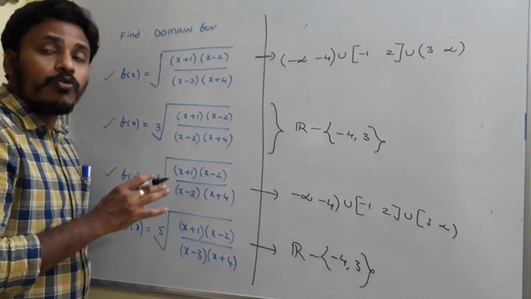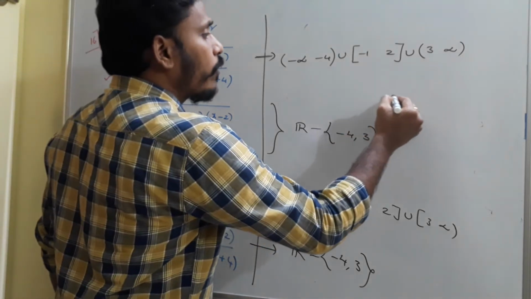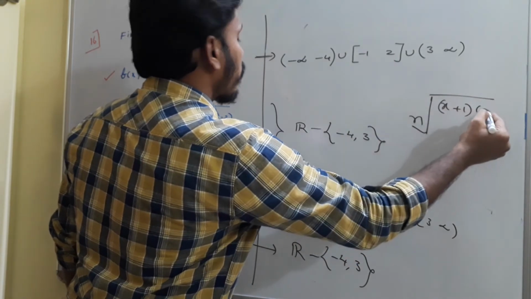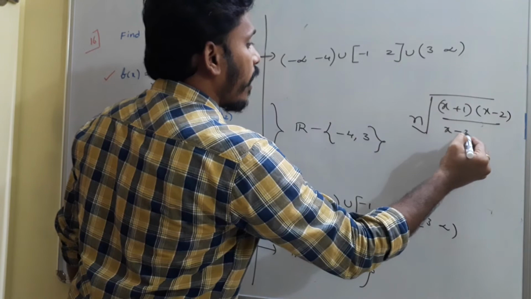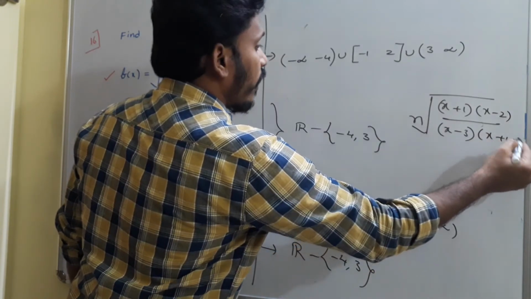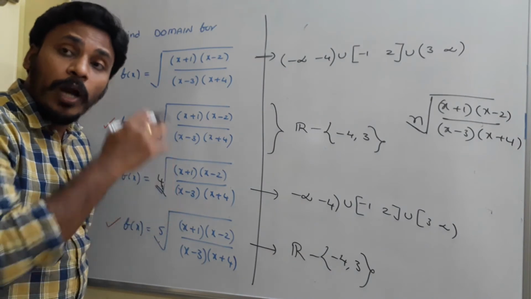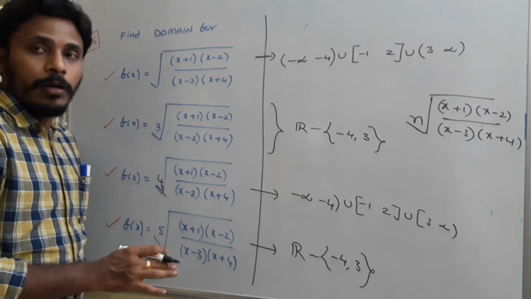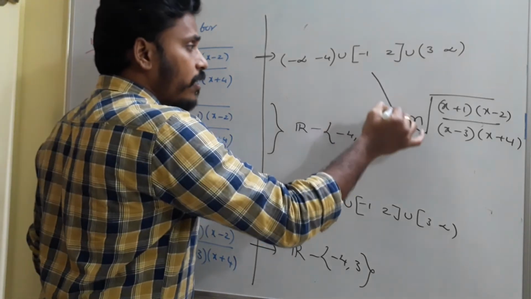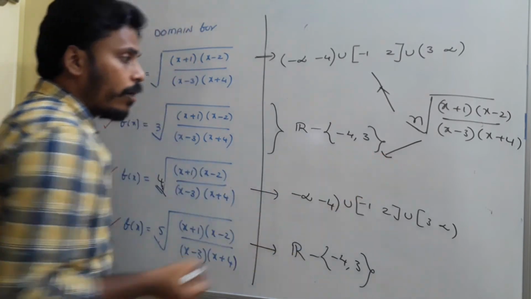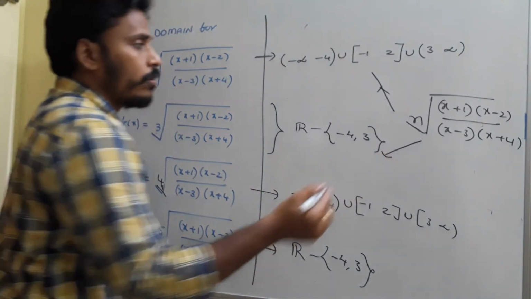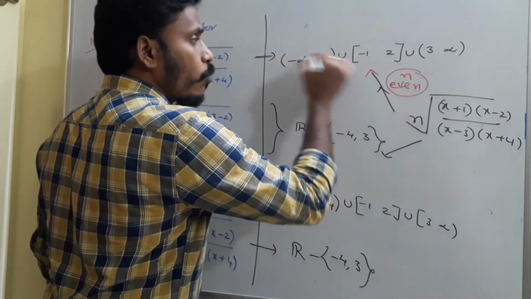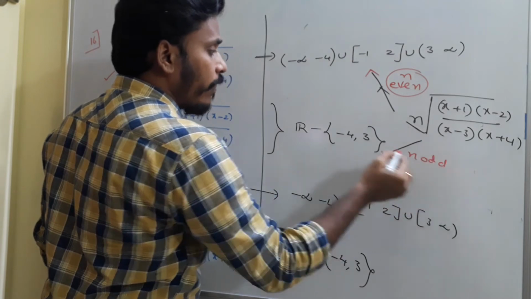From this I think you have got an idea. If you have the nth root of (x plus 1)(x minus 2) divided by (x minus 3)(x plus 4), that n may be any number, 100, 1000, 2020, no problem. For all those problems, there are only two possibilities. If n is even, this is the domain. If n is odd, this is the domain. So just go through it. If n is even, then the domain is this one. If n is odd, then the domain is this one.